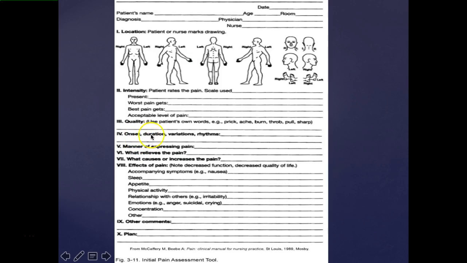Here you have the onset, duration, the variation. So how long ago did this happen? Did it happen yesterday? Did it happen 5 weeks ago, 5 years ago? All that kind of good stuff. Manner of expressing their pain. What relieves their pain, what makes it feel better.